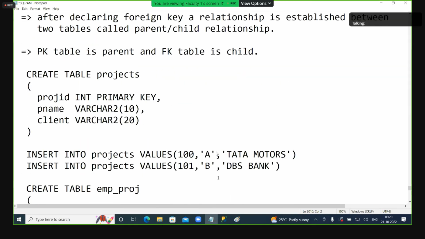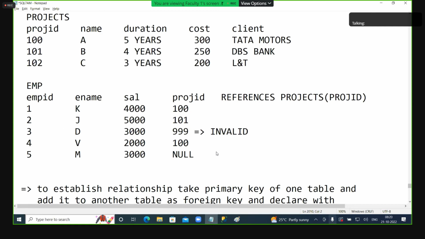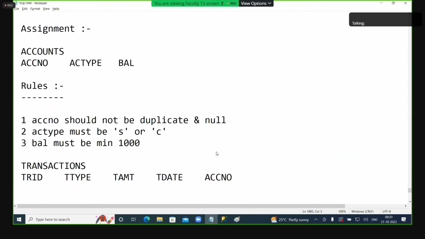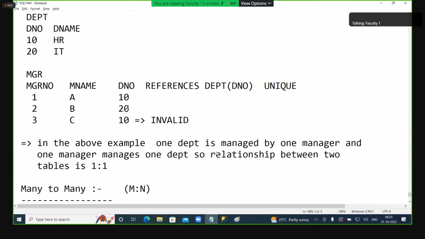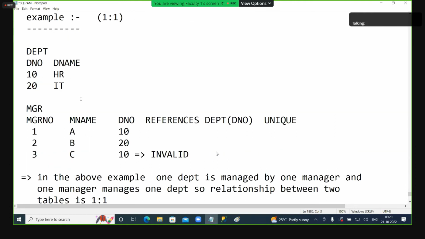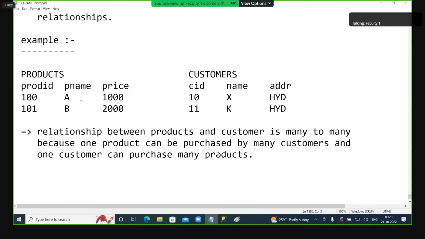Earlier, in this example, you added a foreign key to the employee table. Here, you added a foreign key to the manager's table. So there a direct relationship is possible, but here a direct relationship is not possible. That's why I said many to many is not possible directly. So here many to many is divided into two one to many relationships.